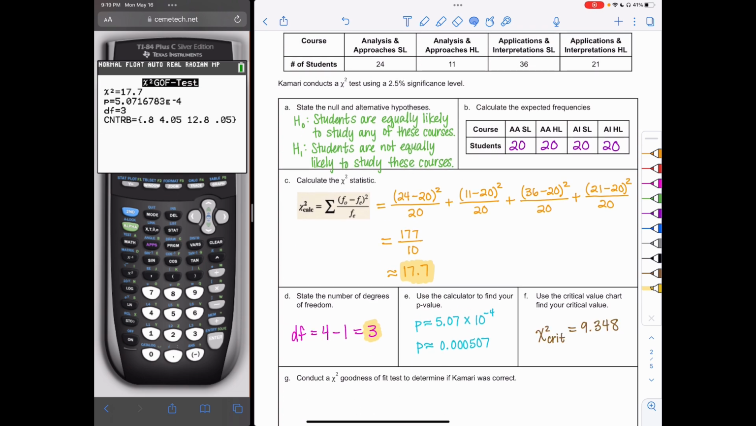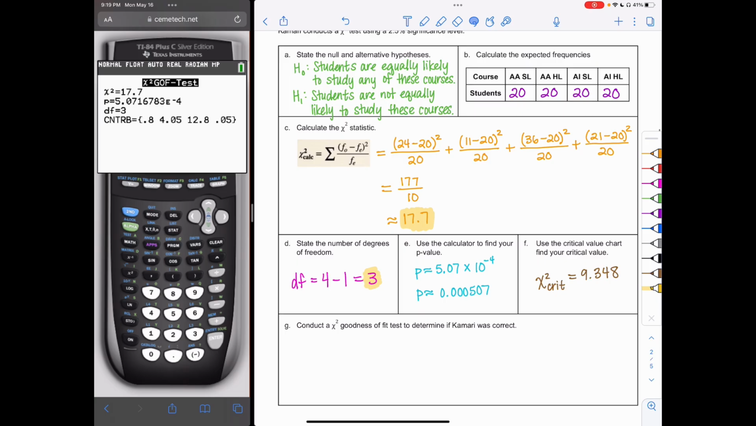So next, we want to conduct the chi-square goodness of fit test to determine if Kamari was correct. Remember, it said in the question that Kamari feels like the students are equally likely to study one of those courses.